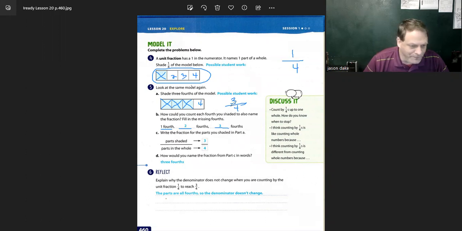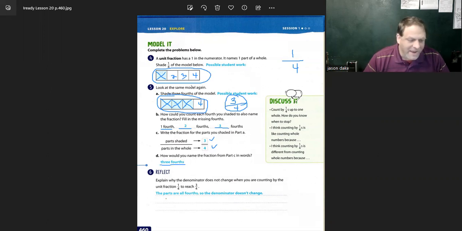In 5A, we already said 3/4. Step ahead, aren't we, guys? So 3 fourths: 3 parts shaded, 4 parts in a whole. All together, there are 4 blocks. How would you name the fraction from part C in words? Just as we said, we can do it by number, 3/4, or we can spell it out, three fourths.